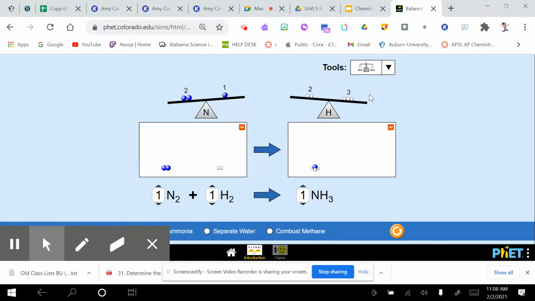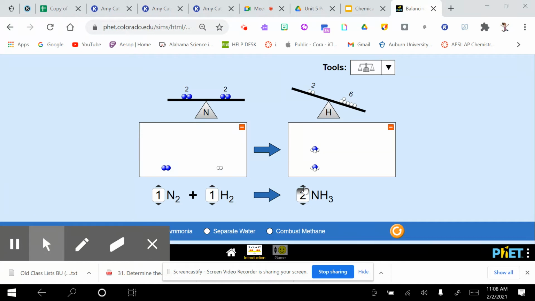I'm going to add another one on the right. I'm just going to take my arrow and go up so that I have 2. So you can see our little scales are balanced for nitrogen. But what happened to the hydrogen? They are all messed up. I got 2 on one side, 6 on the other. So what should I do?